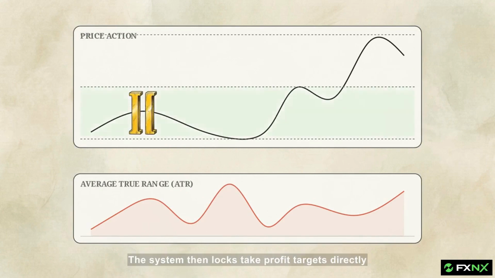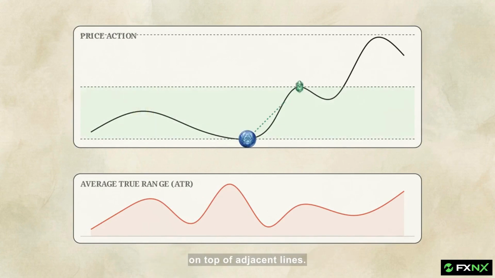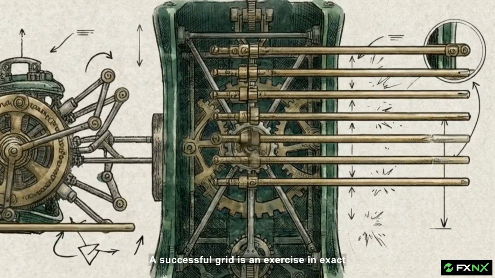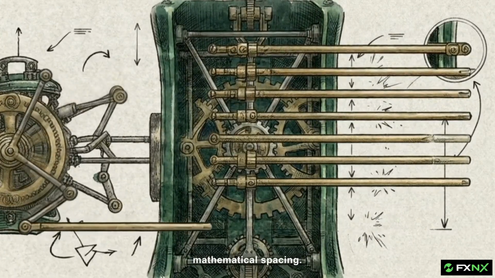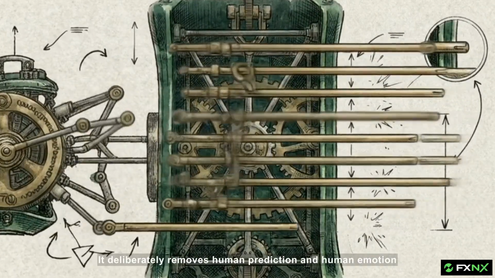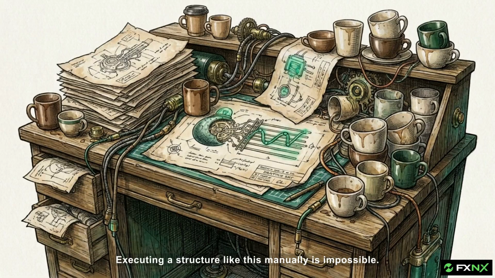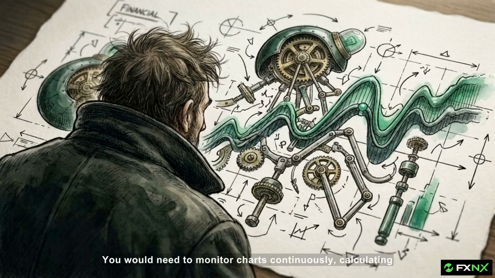The system then locks take-profit targets directly on top of adjacent lines. Buy orders close exactly at the next level up. A successful grid is an exercise in exact mathematical spacing. It deliberately removes human prediction and human emotion from the equation. Executing a structure like this manually is impossible. You would need to monitor charts continuously, calculating and placing dozens of simultaneous orders without hesitation.